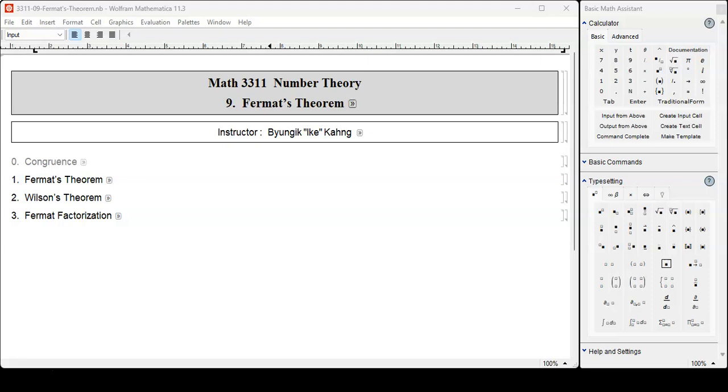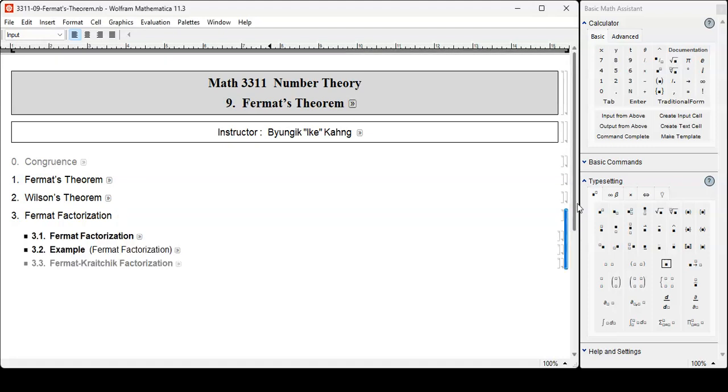Section 3, Fermat Factorization may be a little bit out of place, but I decided to include it in lesson 9 anyway. After all, that's what our textbook author does as well. The textbook author must have had some reason to group this Fermat Factorization along with Fermat's theorem and Wilson's theorem in the same chapter. So I decided to do the same thing in my notebook too.